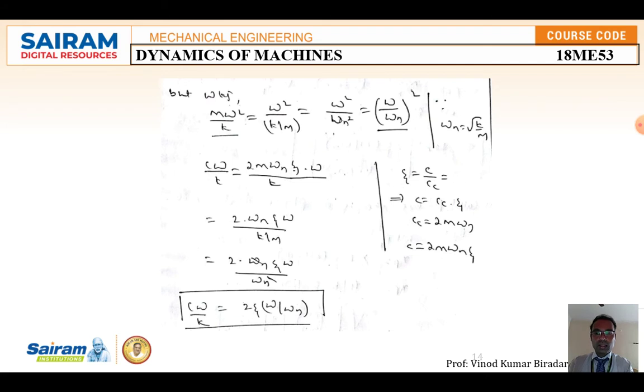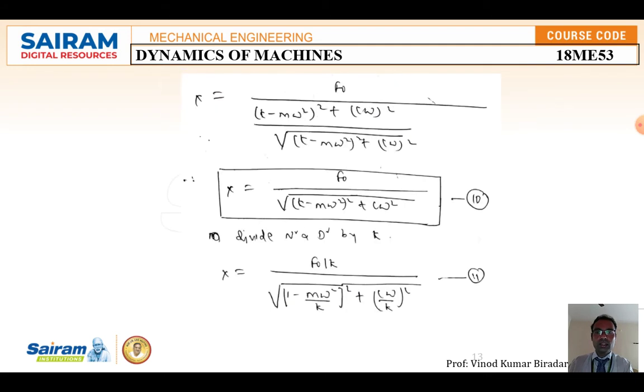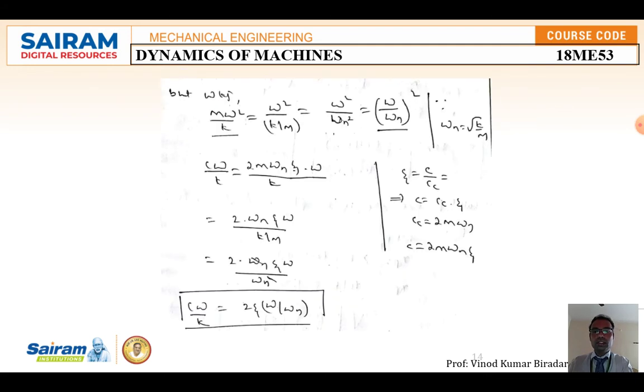Again, if you want to resimplify this equation, we know that m omega square by k is equal to omega square by (k by m), which we can write like this. Here k by m is nothing but the natural frequency omega n square, the square root of k by m being omega n. So m omega square by k is omega by omega n whole square.